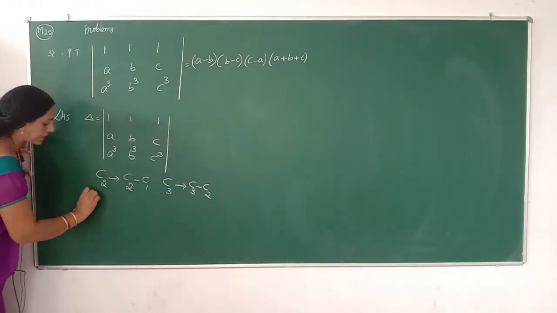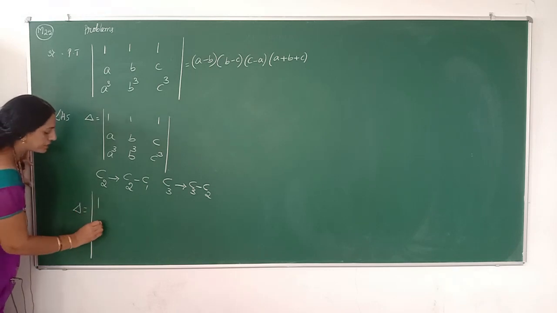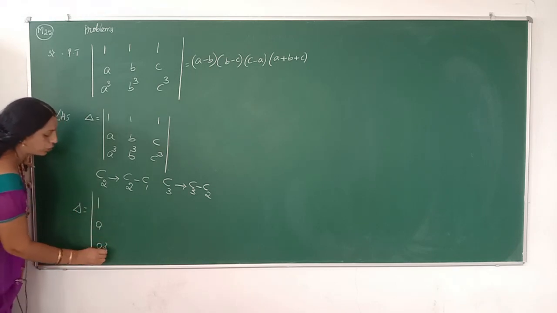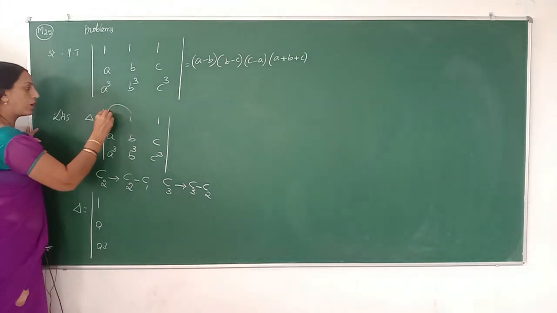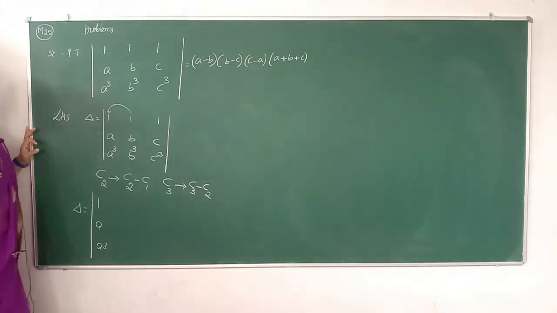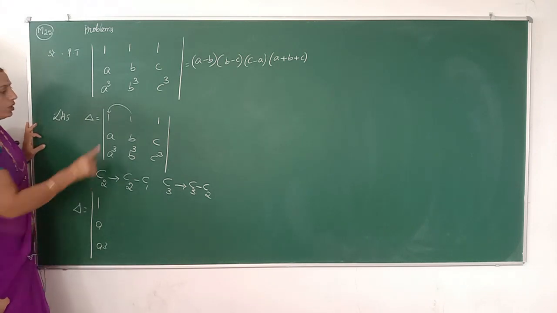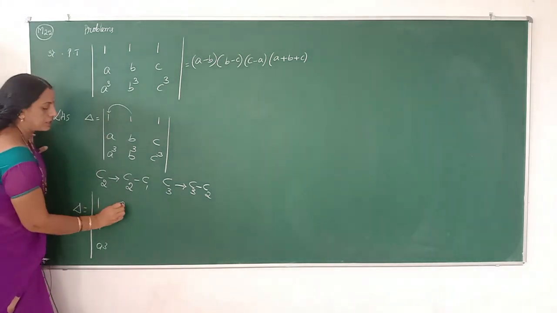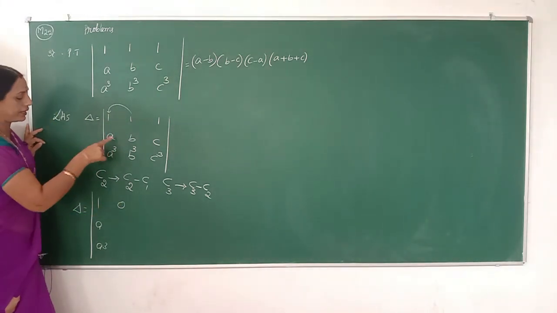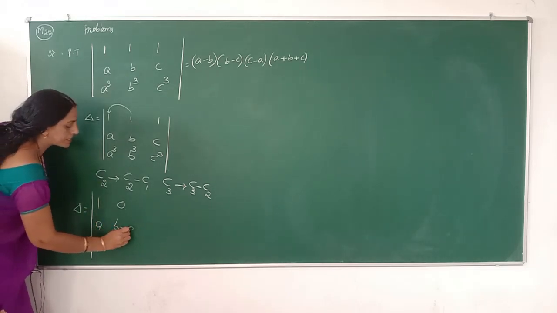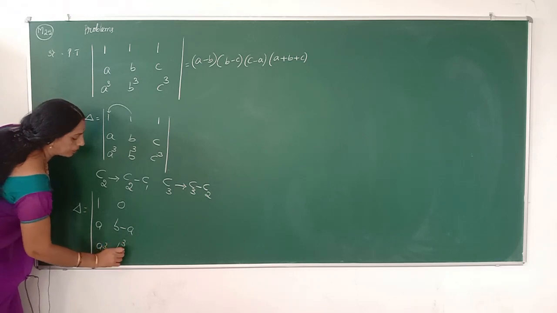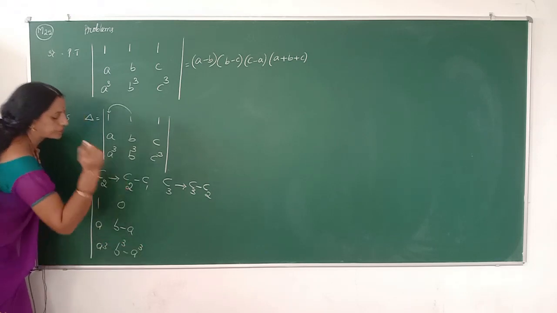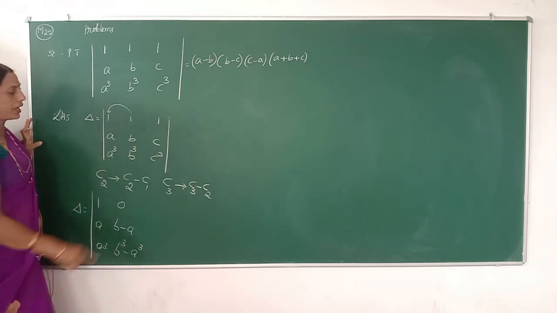Therefore, delta is nothing but the elements of the first column 1, a, a cube. The corresponding elements of the second column have the elements of the first column subtracted. 1 minus 1 is 0. Now, the second element is b minus a and the third element is b cube minus a cube.